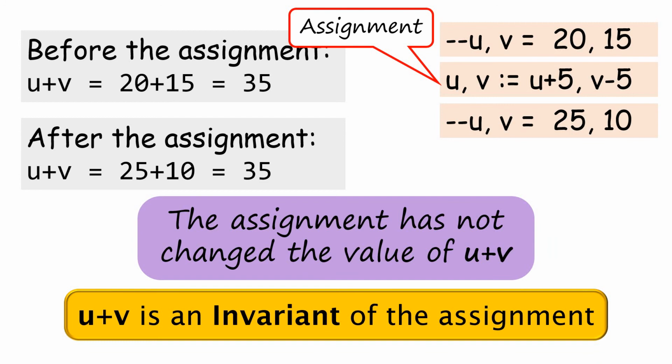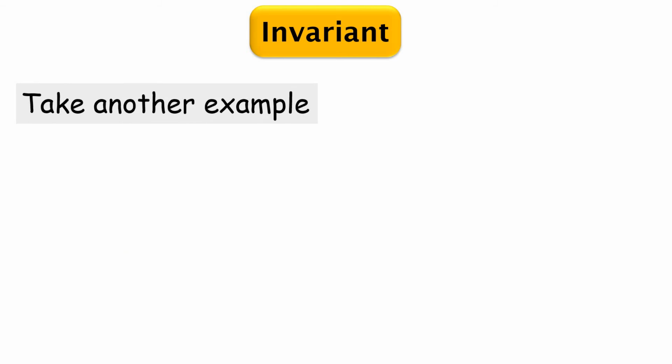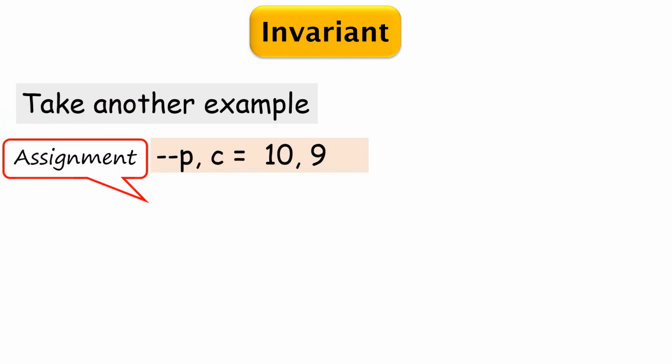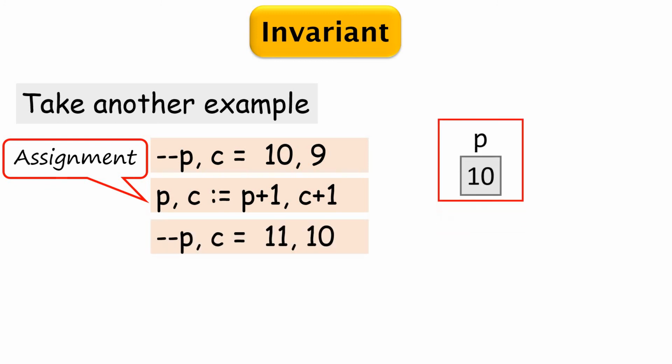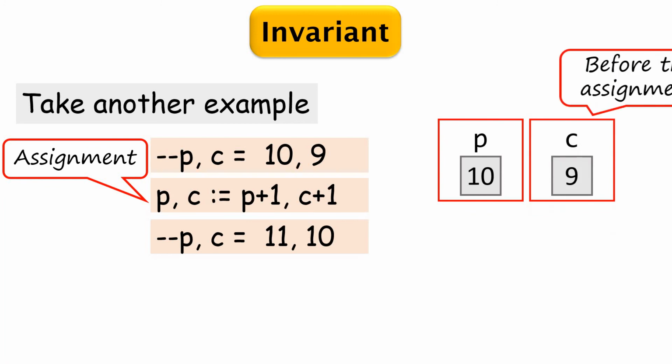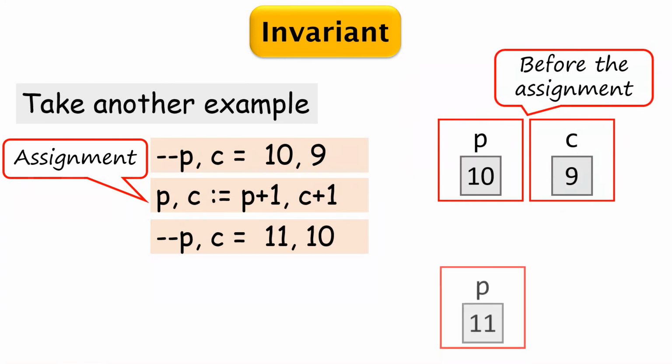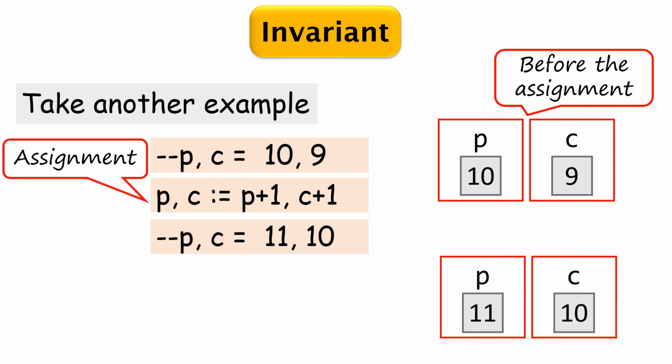Therefore, we can say that u + v is an invariant of the assignment. To understand the concept of invariant, let us see another example. The values of the variables p and c are 10 and 9. I give an assignment statement: p, c := p + 1, c + 1. The variable p is incremented by 1 and c is incremented by 1. So after this assignment, p and c will have the values 11 and 10. p is 10 and c is 9 before the assignment. p is 11 and c is 10 after the assignment.